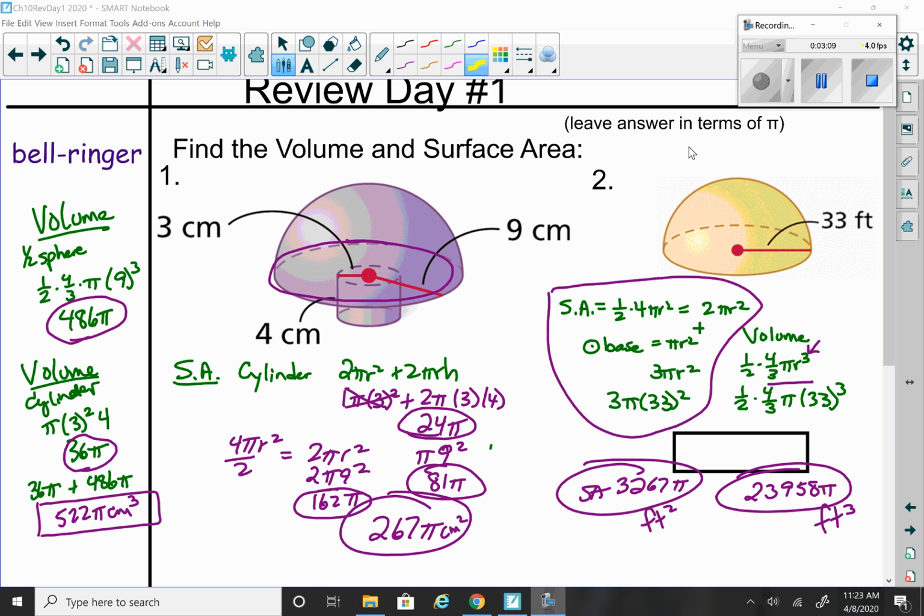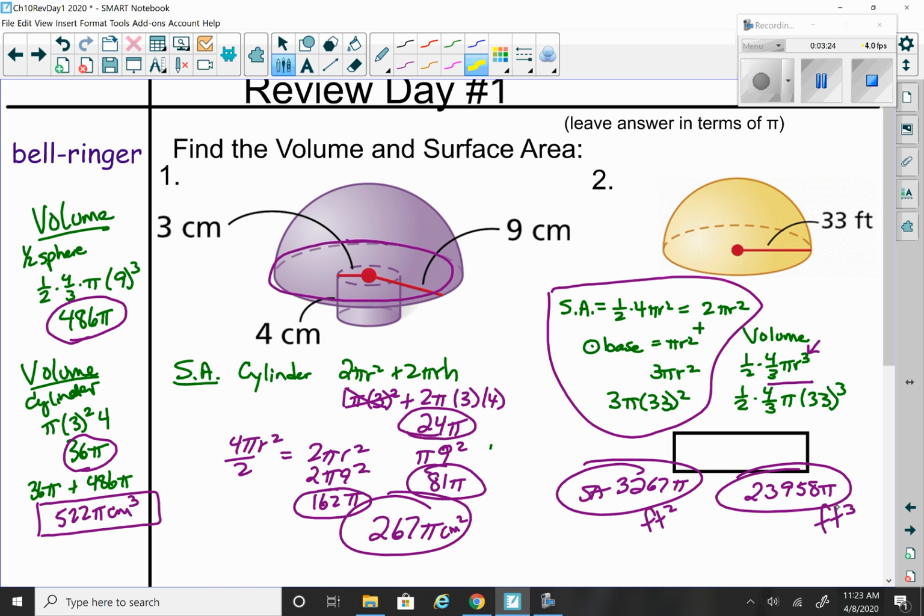Next, for the shape on the right, a little bit easier. It's just a hemisphere. So my volume, half of 4/3 pi r cubed, I came up with 23,958 pi feet cubed. That's my volume.